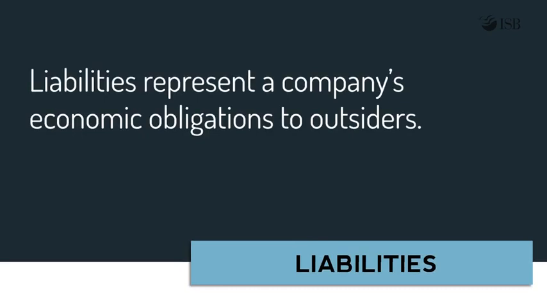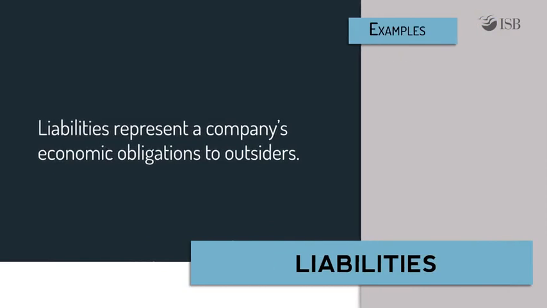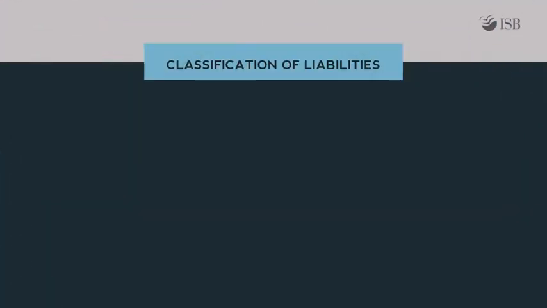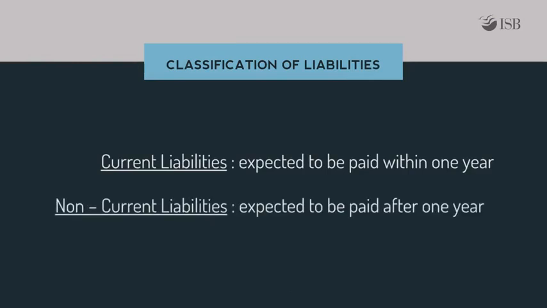Liabilities represent a company's economic obligations to outsiders. These outsiders have claims against the company's assets. Examples of liabilities are accounts payable, short-term borrowing, and long-term debt. Similar to assets, liabilities are also classified into current and non-current liabilities. Current liabilities are those that are expected to be paid within 1 year, while any expected to be paid after 1 year is a non-current liability.